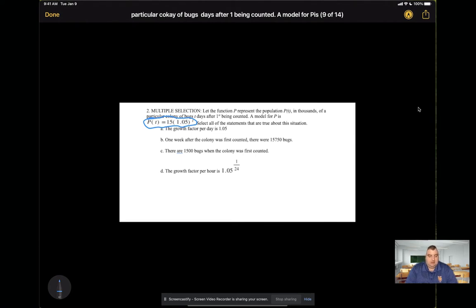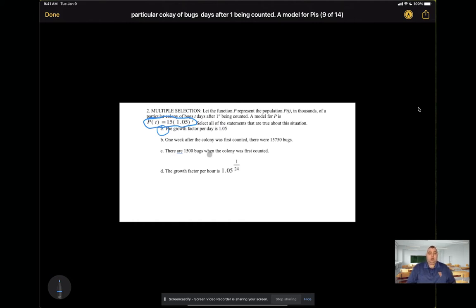A, the growth factor per day is 1.05. Is that true? Well, let's see here. It says t here is days. So the growth factor per day is indeed 1.05. So A is one of the answers.